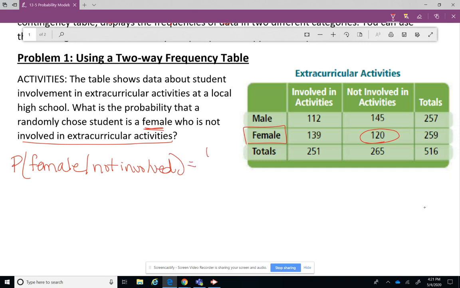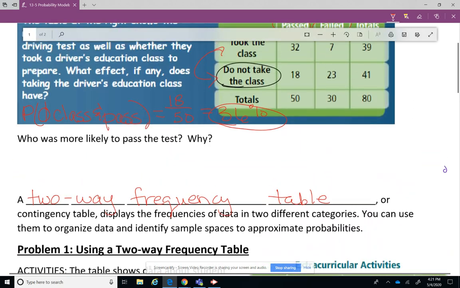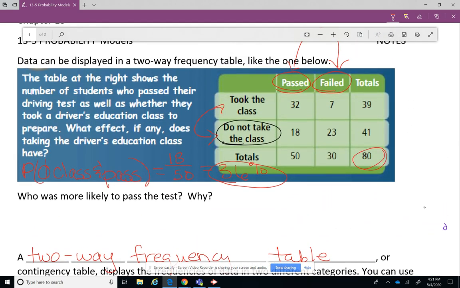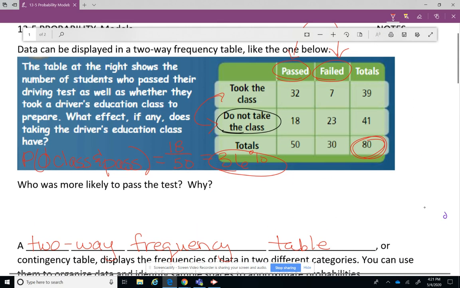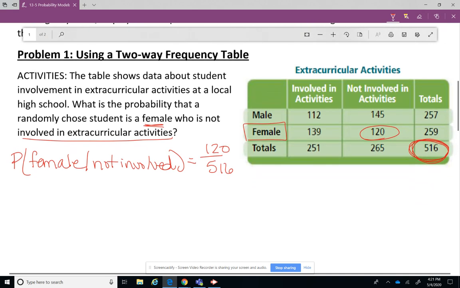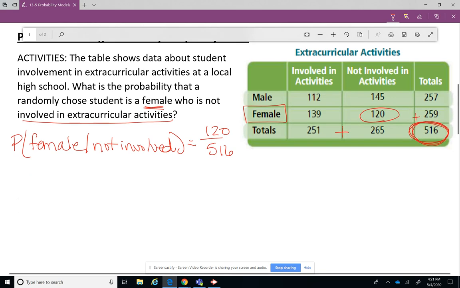All right, so that's going to be 120 out of the total number. If you go down to the bottom right-hand corner, that's always going to be your total number. If you look at the problem we did earlier, the total number was 80. Remember? You can add the 50 and the 30 and get 80, and you can add the 39 and the 41 and get 80. This one the same way. 251 plus 265 is 516, and 257 plus 259 is 516.